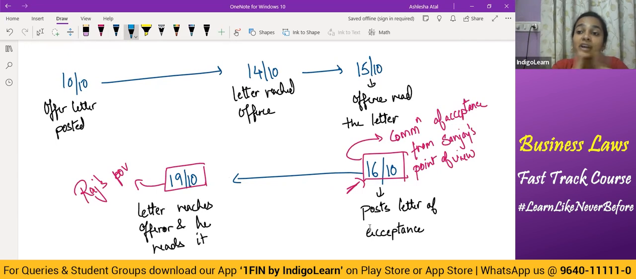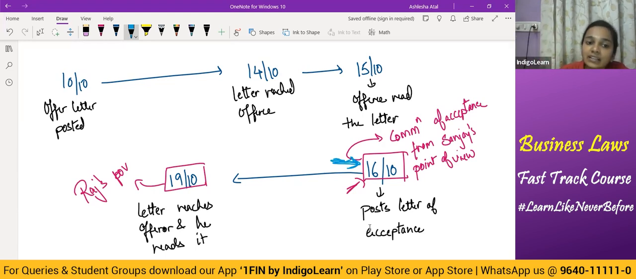Now, for acceptance also there are two conditions, from the acceptor's point of view and from the offerer's point of view. From the offerer's point of view, the acceptance is complete when the letter is put into the course of transmission. So until the letter is put into the course of transmission, the offerer can revoke the offer. So an offer can be revoked till it is accepted. An offer can be revoked till the communication of acceptance is complete from the offerer's point of view.